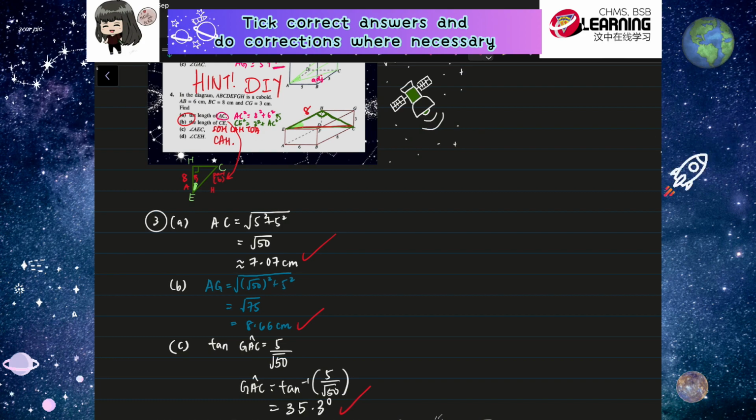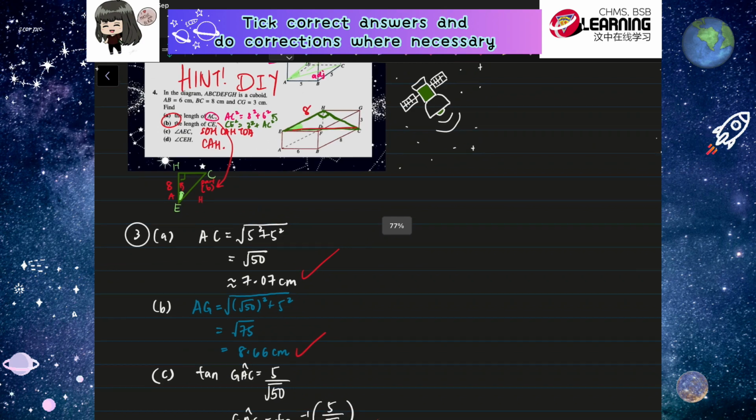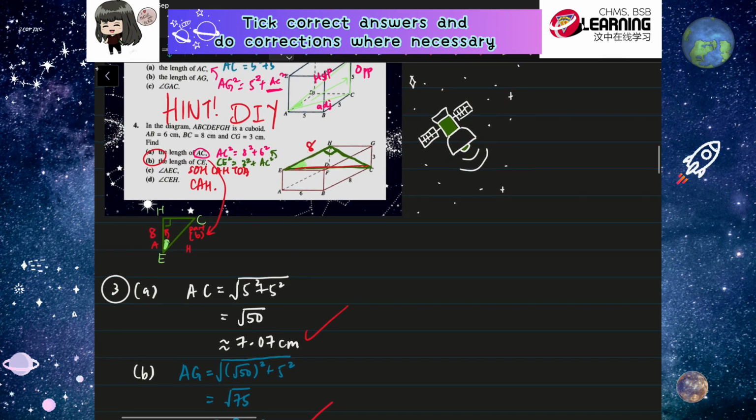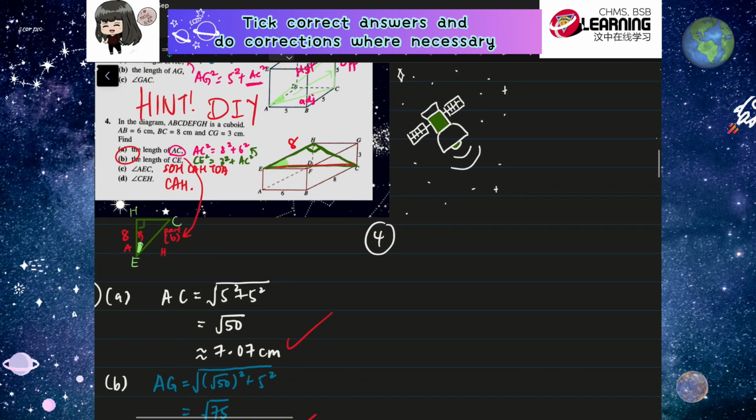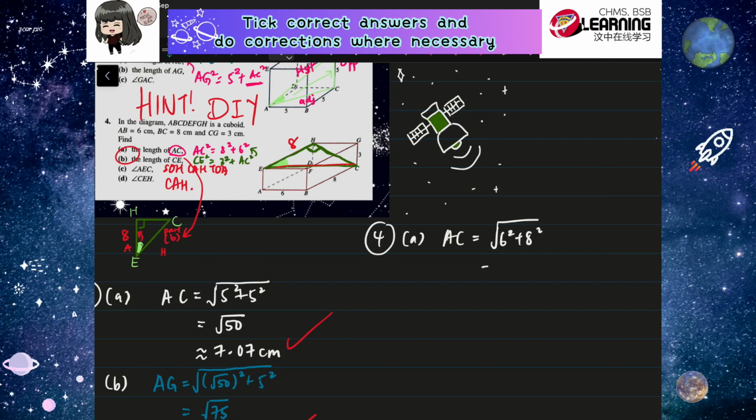So let's go to question 4. It's just Pythagoras Theorem and SOHCAHTOA. So at this point, you need to know your SOHCAHTOA very well. So 4A, we use the Pythagoras Theorem as I mentioned in the previous lesson. I think a lot of you got this one correct. So AC is 10 centimeter. Please double check your answer.